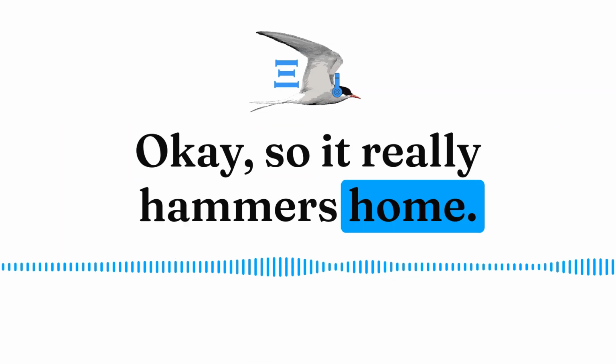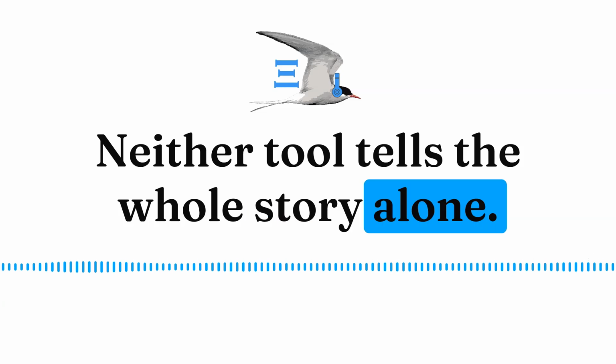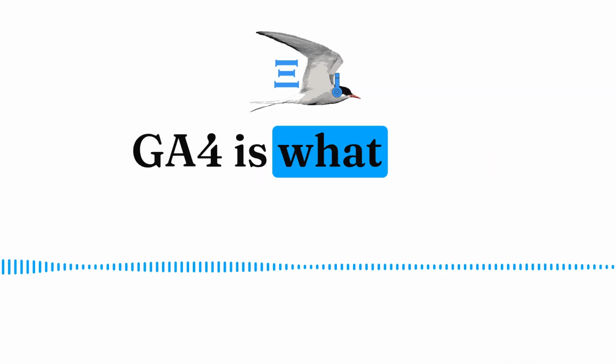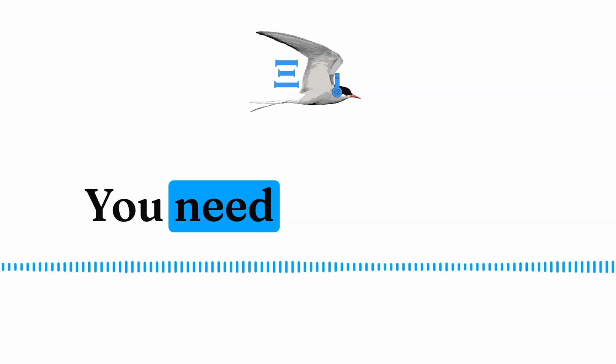Okay, so it really hammers home. Neither tool tells the whole story alone. GSC is your visibility and why they might click. GA4 is what they do after they click. Perfectly put. You need both lenses.